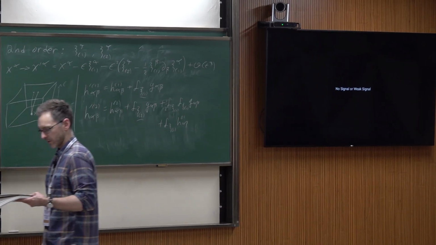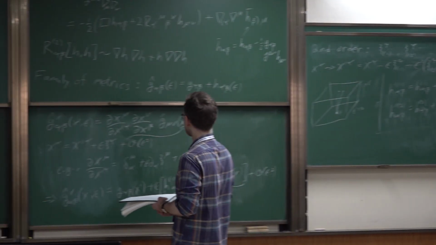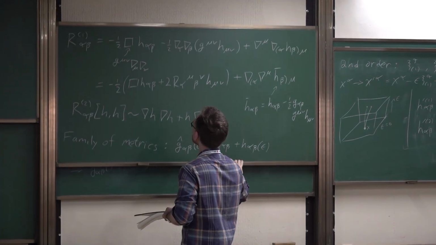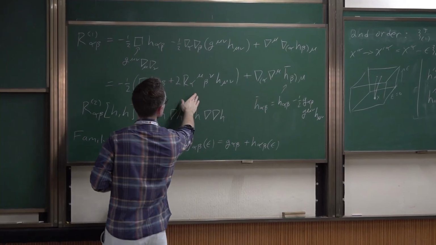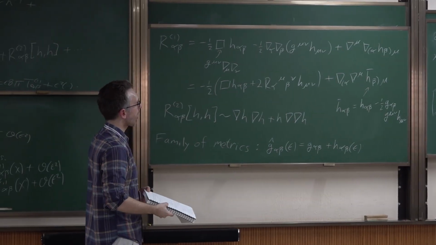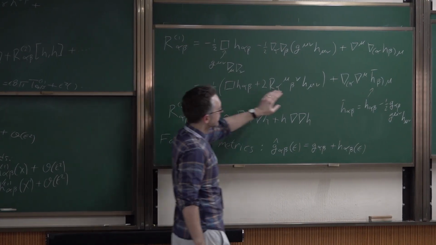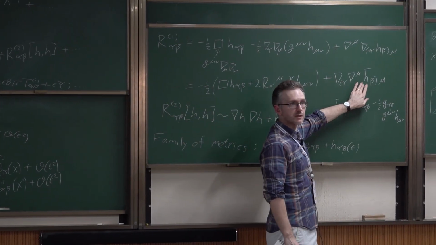Okay. Now what I wanted to mention, so I still have the linearized Ricci tensor here. I wanted to mention one common gauge choice, which is called the Lorentz gauge, where you set this term to 0.